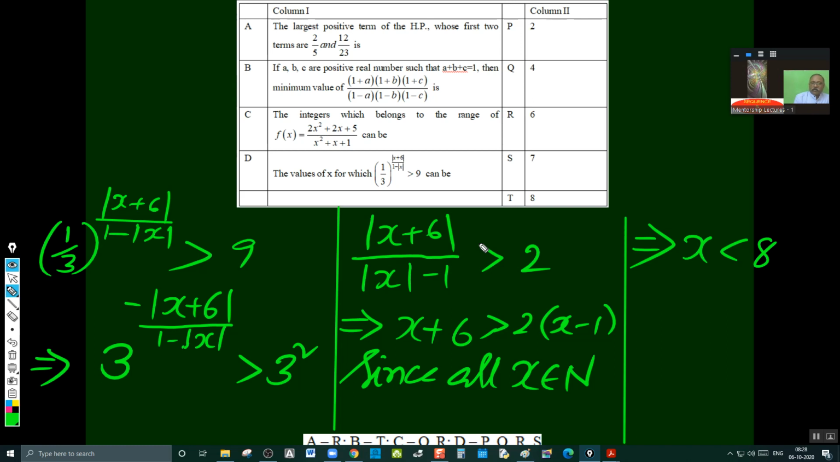So what should be the answer? Everything except T. Yes, sir. 2, 4, 6, 7, all are there. See this matching.